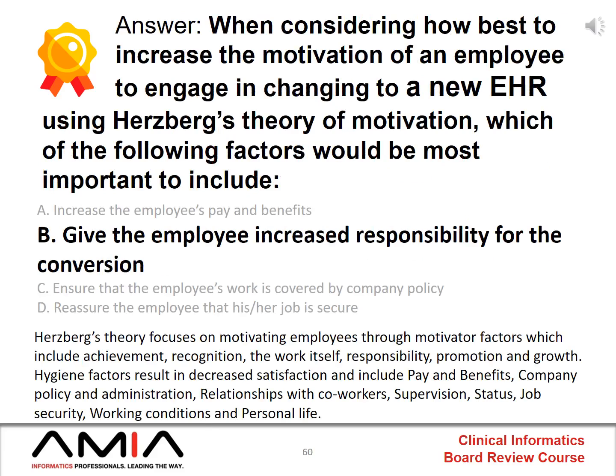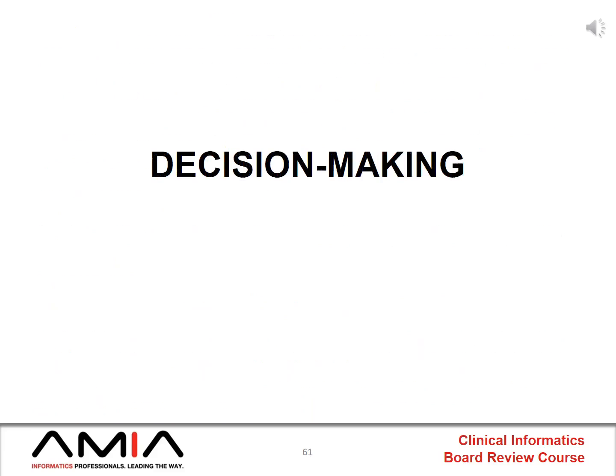Responsibility is one of the motivator factors which were listed in the prior slide. By contrast, employee pay, benefits, actions being covered by company policy, and certainly reassuring the employee that his or her job is secure are hygiene factors in Herzberg's theory. Now we're going to move on to decision making.